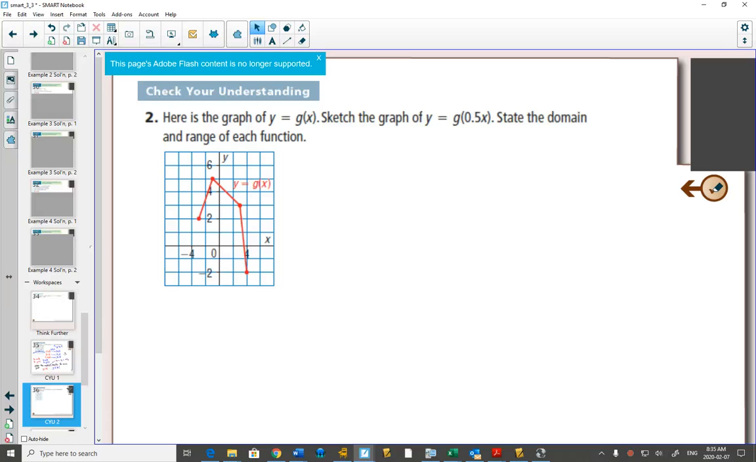For our second example here, we've got the 0.5 inside the function. One of the things that I often do with questions like this, here's the graph of g of x, sketch the graph of g of 0.5x. I see that 0.5x, and I think, what's that going to do? It's inside the function. It's going to affect my x values, and it's going to affect my x values by multiplying by the reciprocal. So you might think of 0.5 as equal to a half, and then the reciprocal of that is 2 over 1.